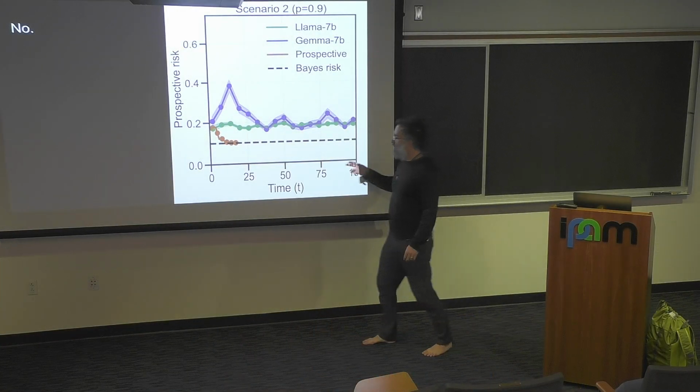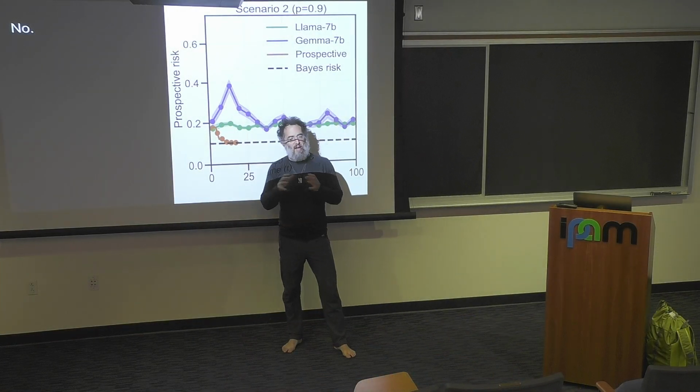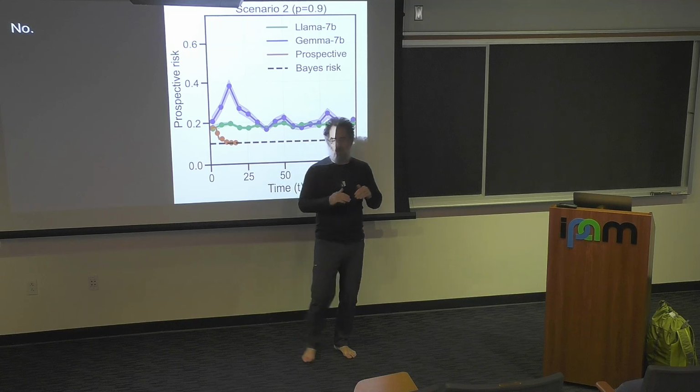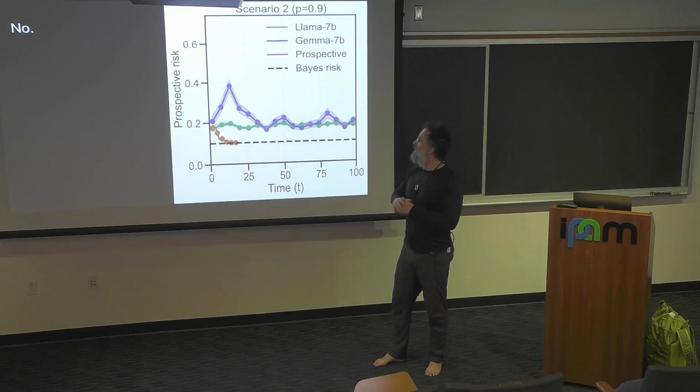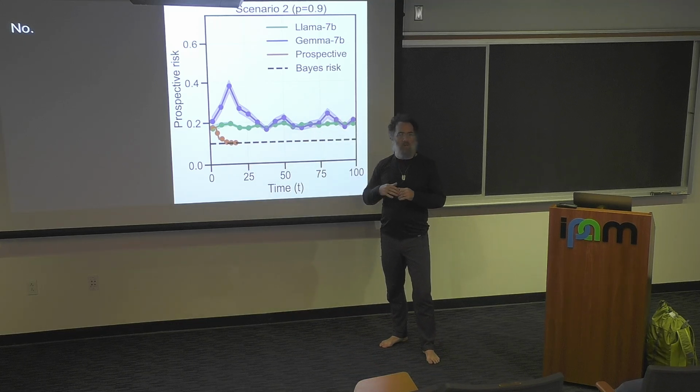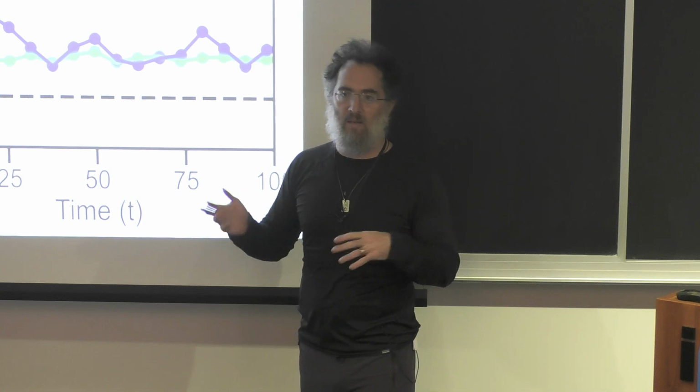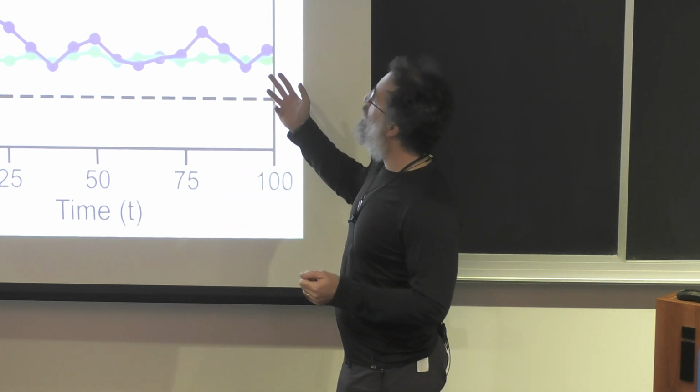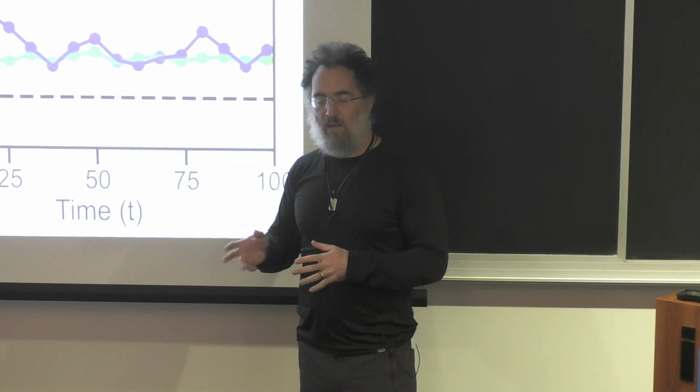Okay, I don't have this slide here, but it turns out we just asked it: flip a coin 10 times, but have the probability that it lands on heads be, say, 20%. And they can't do it at all. They flip it so it lands on heads about 50%, sometimes 0%, sometimes 100%. They're all over the place. It was true for Llama and Gemma.